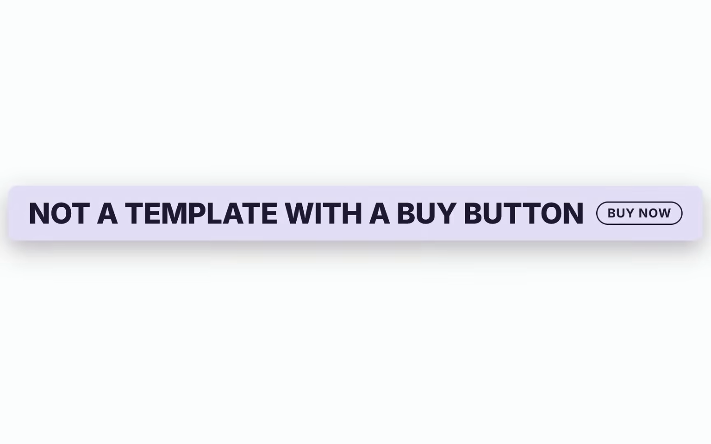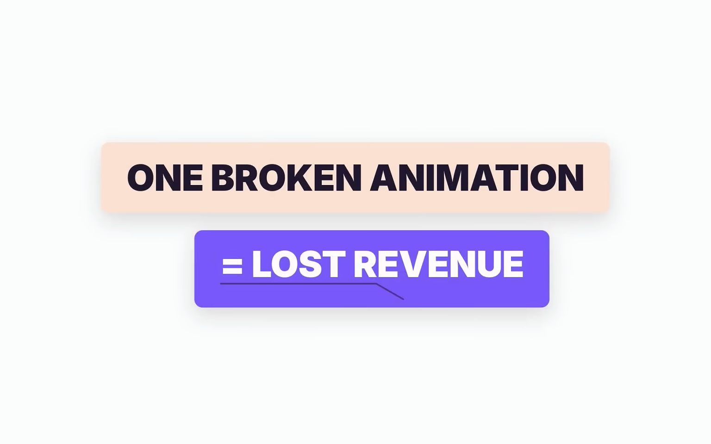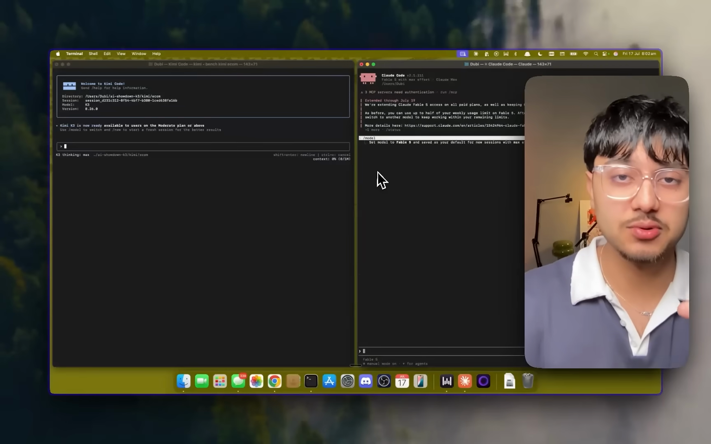Because this can't just be a template with a buy button. The model has to sculpt the product in 3D from scratch. And every piece has to work together, because on a real product launch, one broken animation doesn't just look bad, it'll literally cost you revenue. So this could actually be useful if you're selling your own product or building landing pages for paying clients. So let's see how these two models handle it.